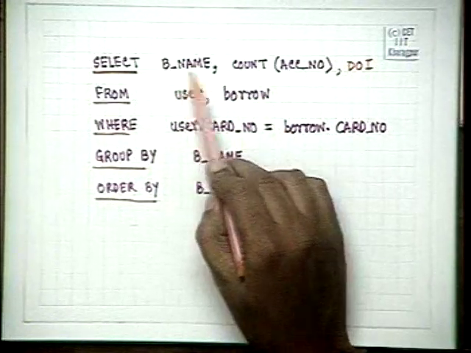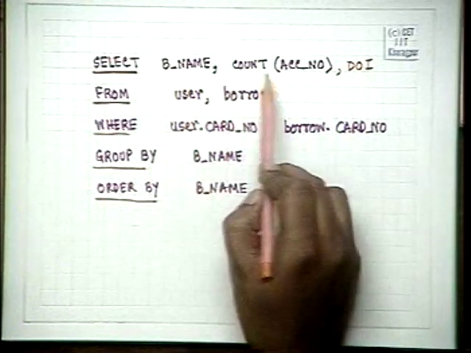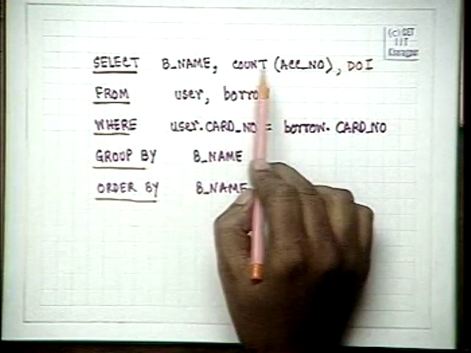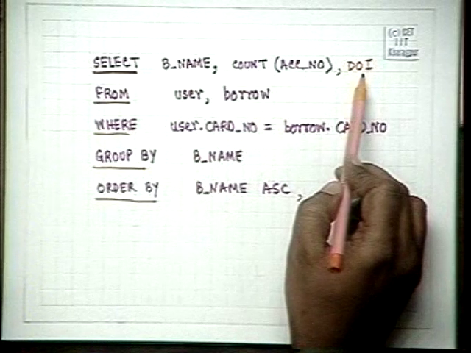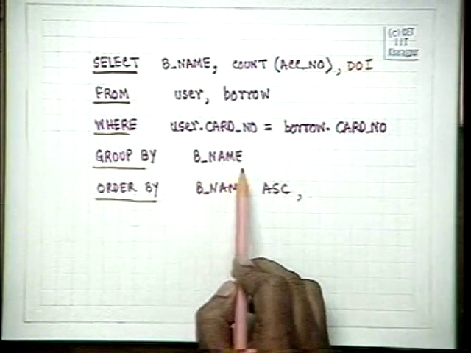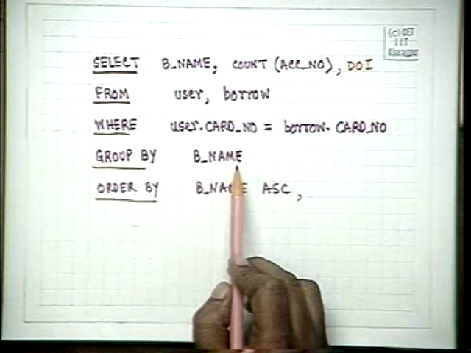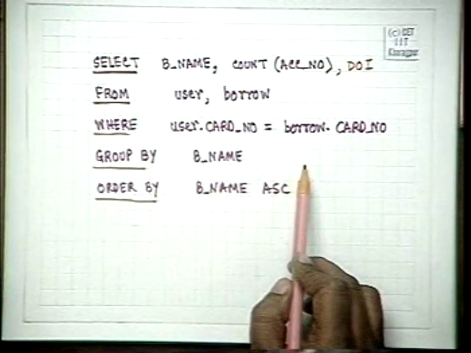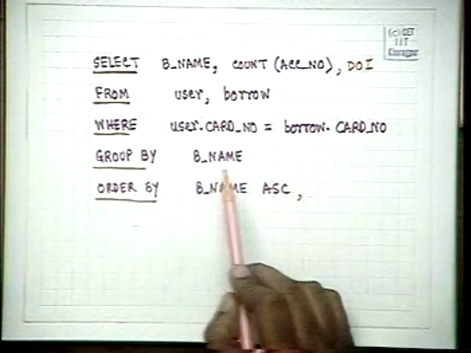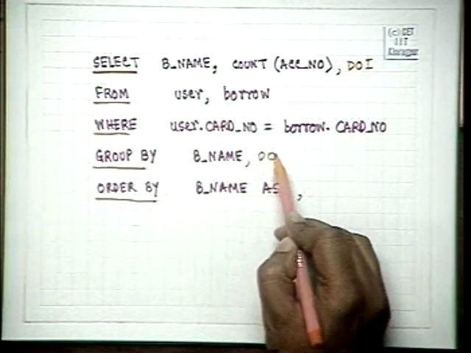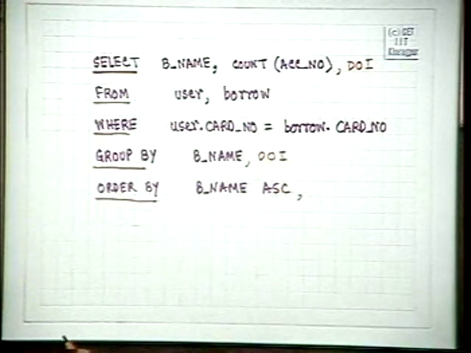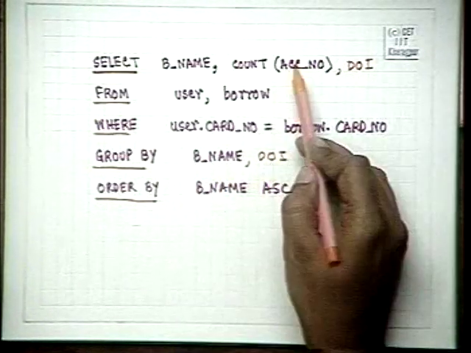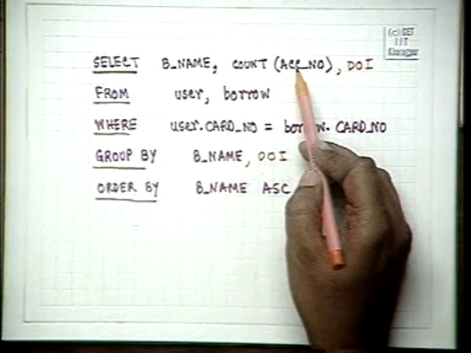But if the name in the resultant relation is there twice, these two values will always match, because for this name, this is the count. Not that 1, 1, 1, 1 will come because of date of issue. We have grouped it by borrower's name, therefore it will come by borrower's name. You can group it by two attributes also. When you group it by two attributes, then whenever these two attributes are the same, only then it will do the aggregation.